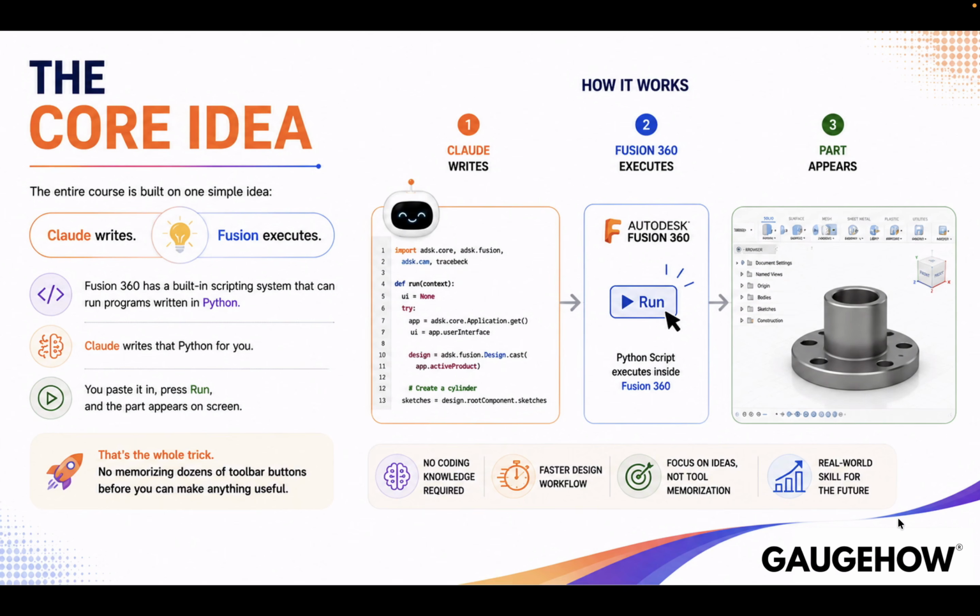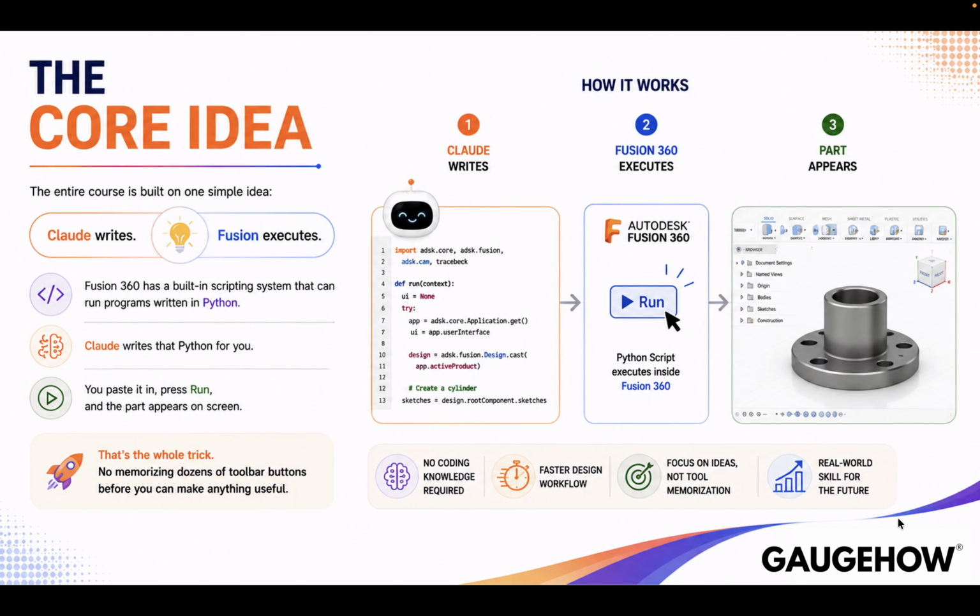And the final, third step is part appears. Within a few moments, the component is generated directly inside Fusion 360. The model is fully editable because it has been created using Fusion 360's own features and commands. You can continue modifying it, add additional features, change dimensions, improve the design, or even use Claude again to generate more advanced versions. So if we summarize the entire workflow, we may say you think like an engineer, Claude thinks like a programmer, and Fusion 360 builds the model.